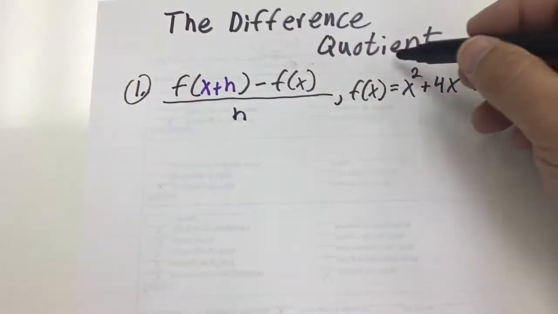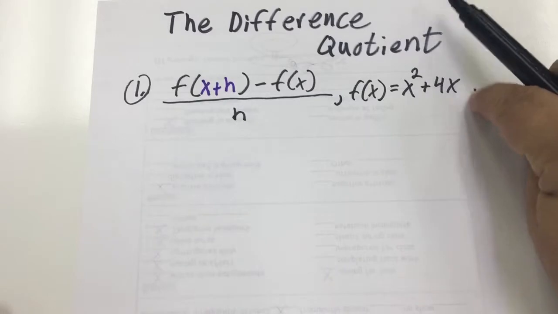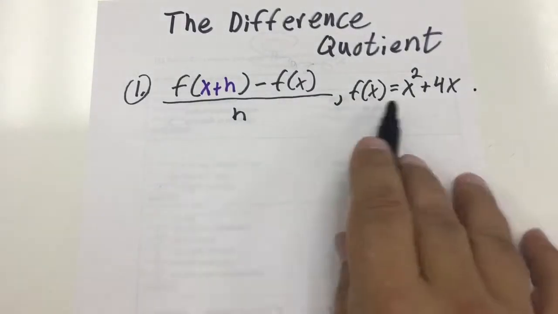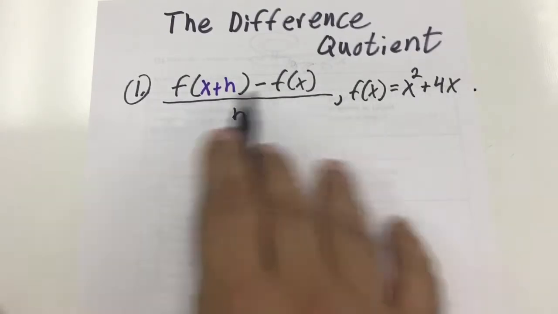What we're going to talk about here is something called the difference quotient. This is something that shows up in Algebra 2, Algebra 2 Honors, and pre-calculus, and sometimes in trigonometry classes. What you're going to do basically is evaluate this function using something called the difference quotient.